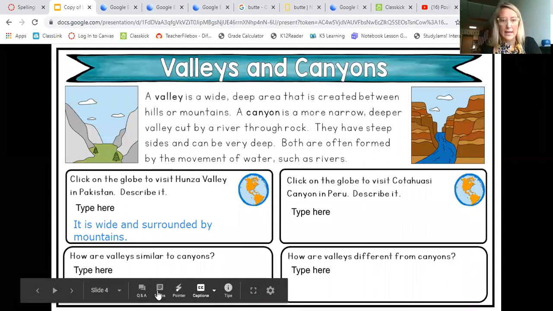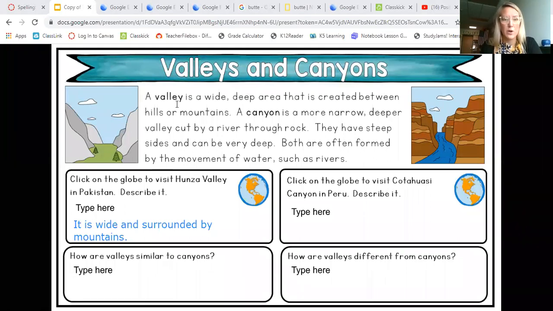So let's go ahead and write out what we saw. It is narrow and filled with water. It has a river running through it.